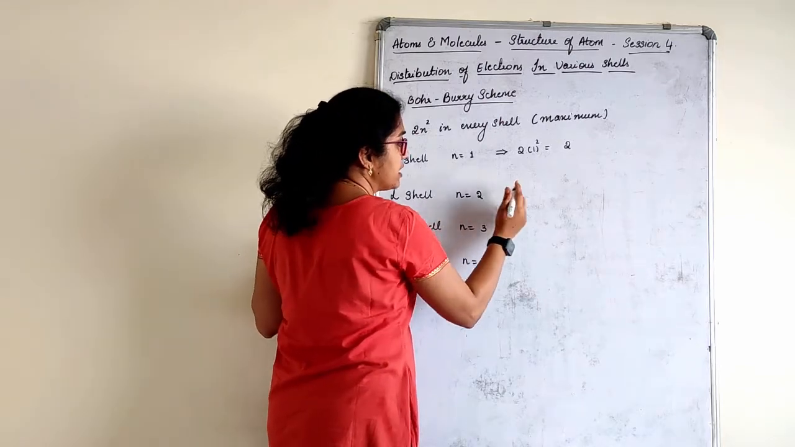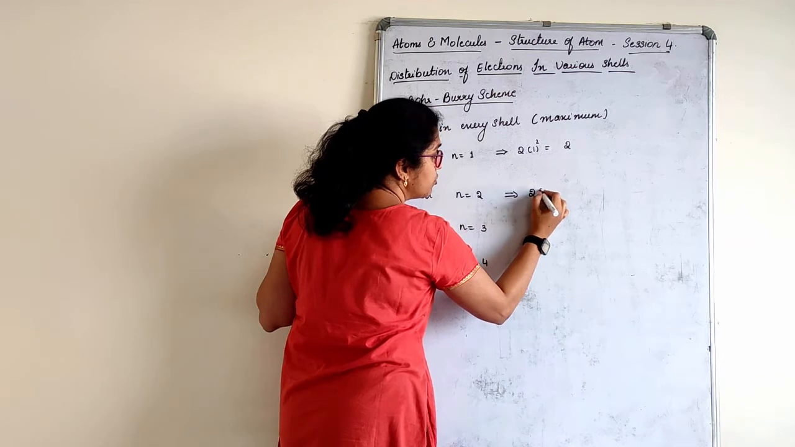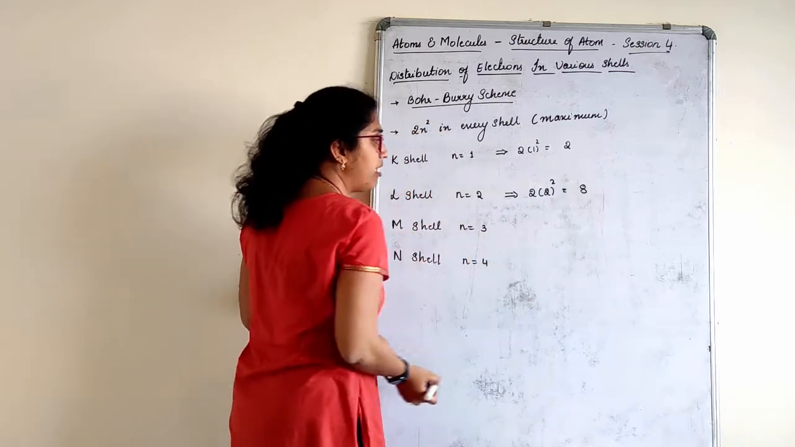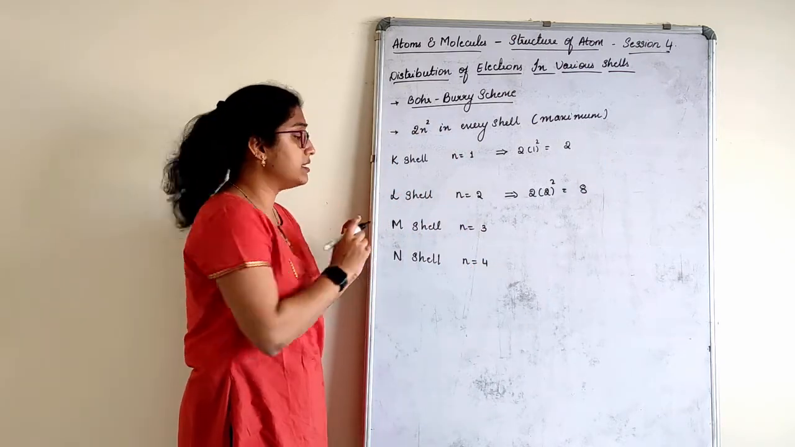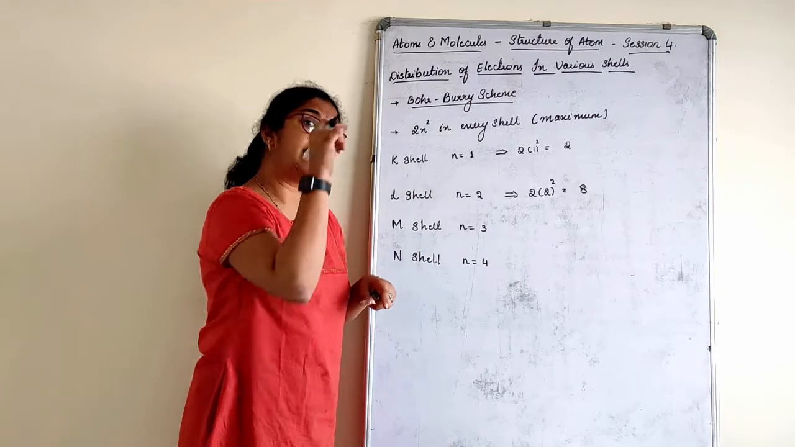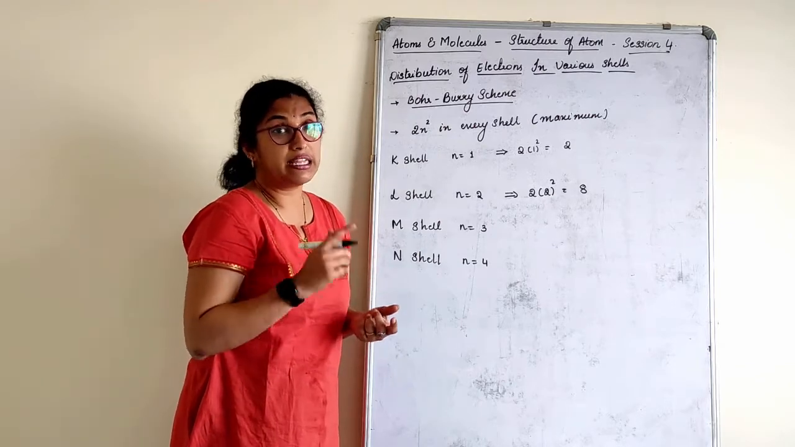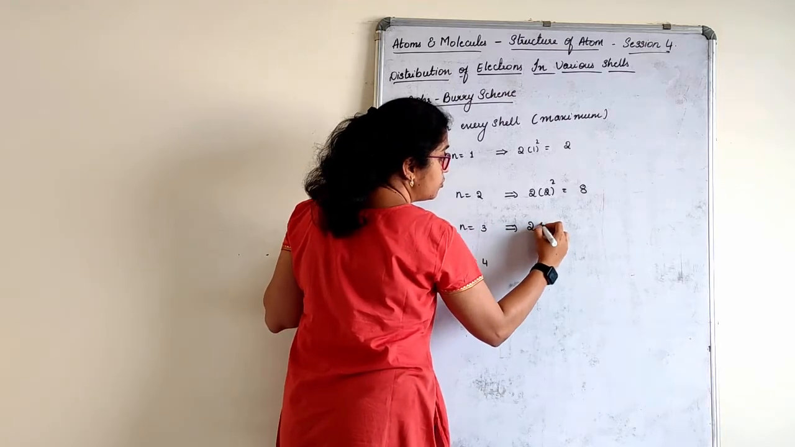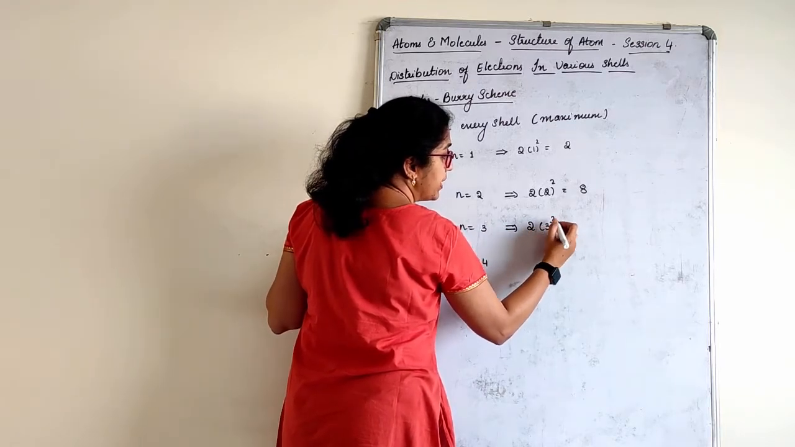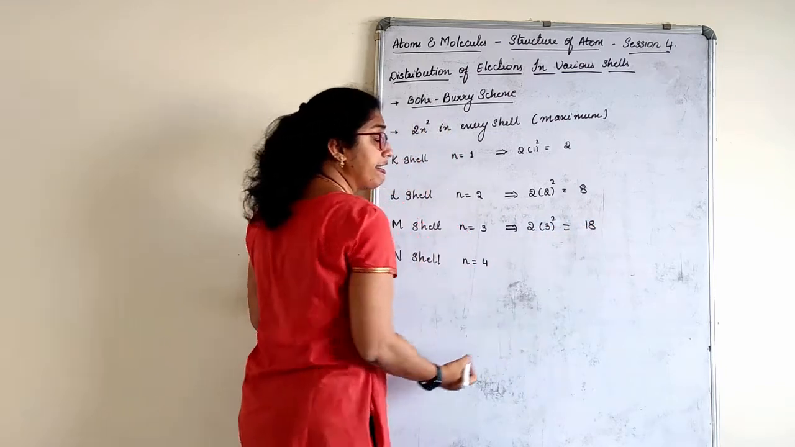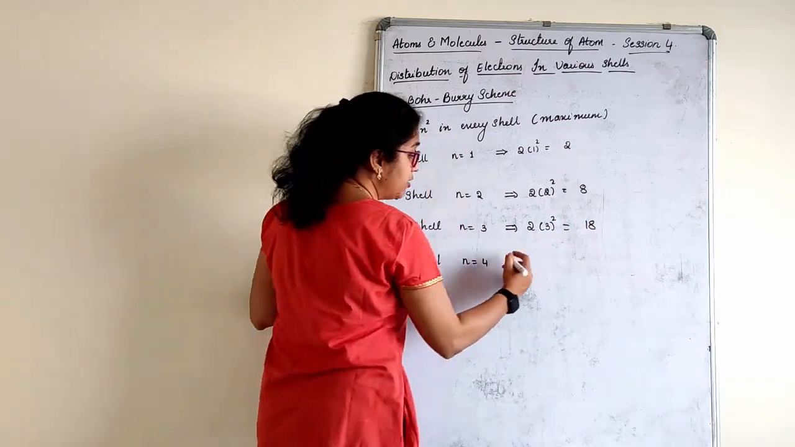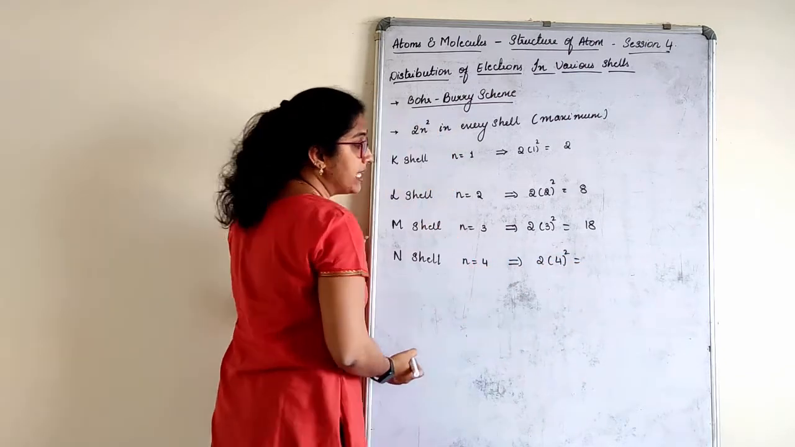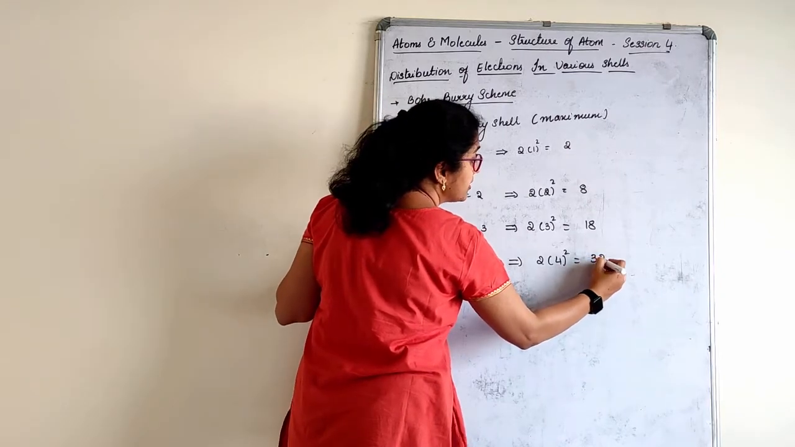L shell, n is equal to 2. 2 into 2 square. 2 square is 4, 4 2s are 8. I can maximum fit only 8 electrons in the L shell. What will happen if the 9th electron comes? There is no place. The 9th one has to go to the next shell. M shell: 2 into 3 square. 3 square is 9. 9 2s are 18. It can fill 18 electrons. N shell: 2 into 4 square. 4 square is 16. 16 2s are 32 electrons.